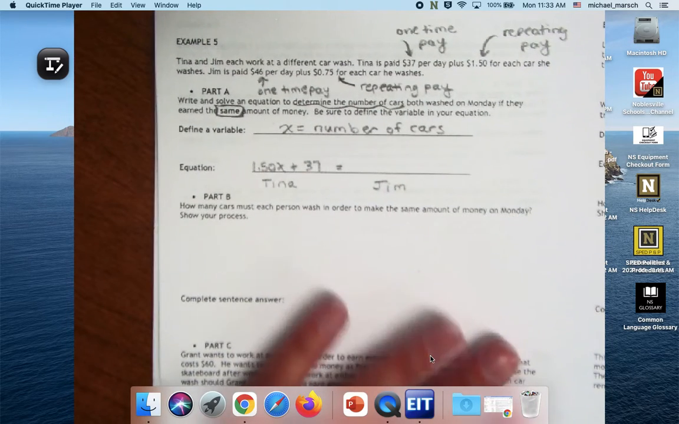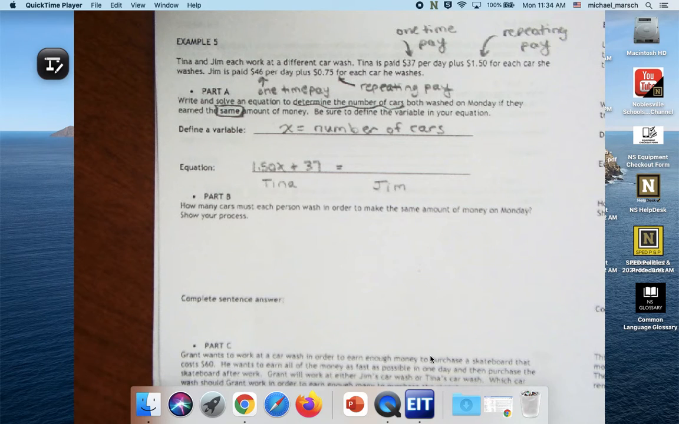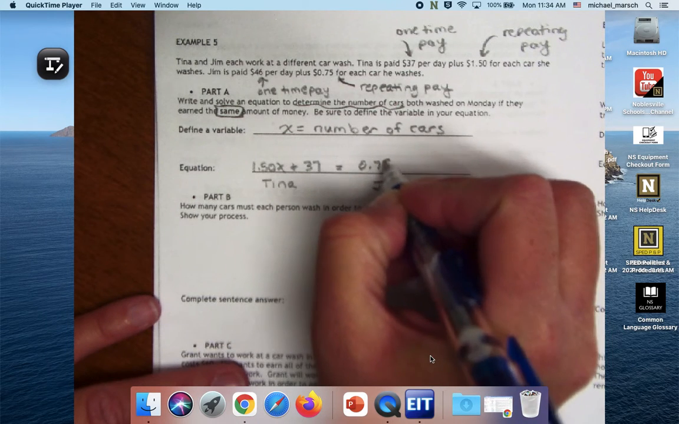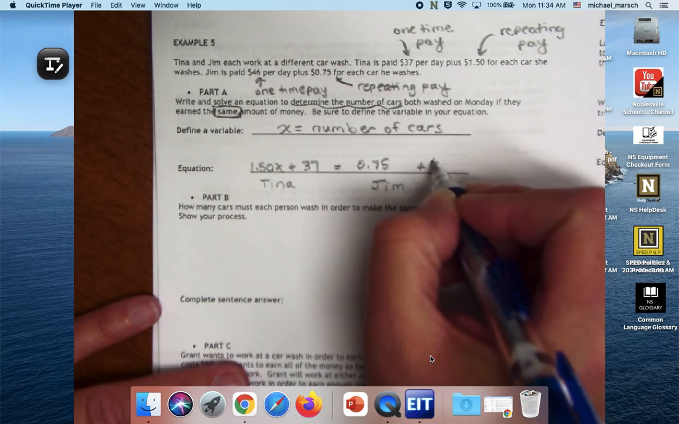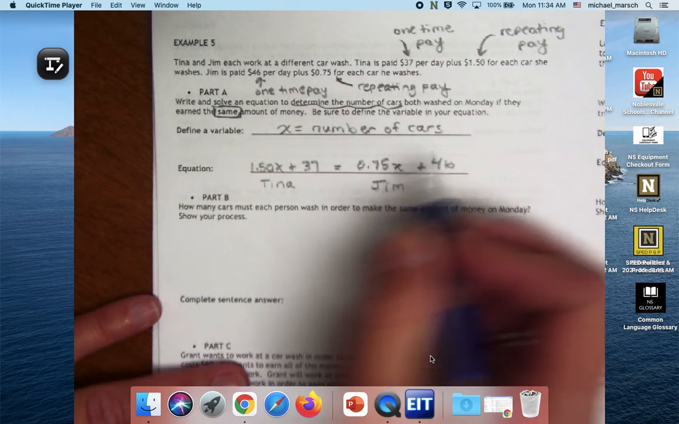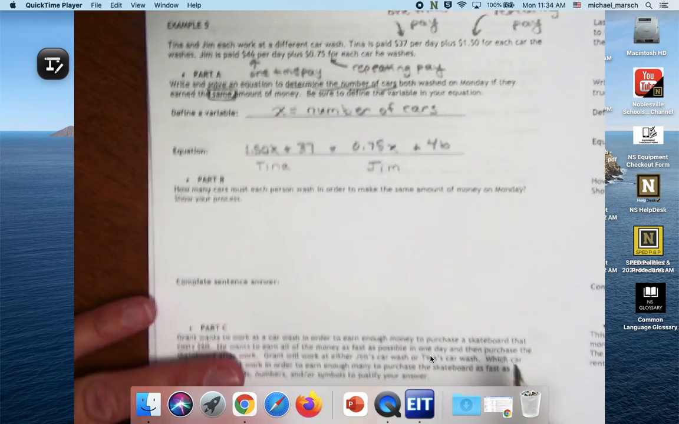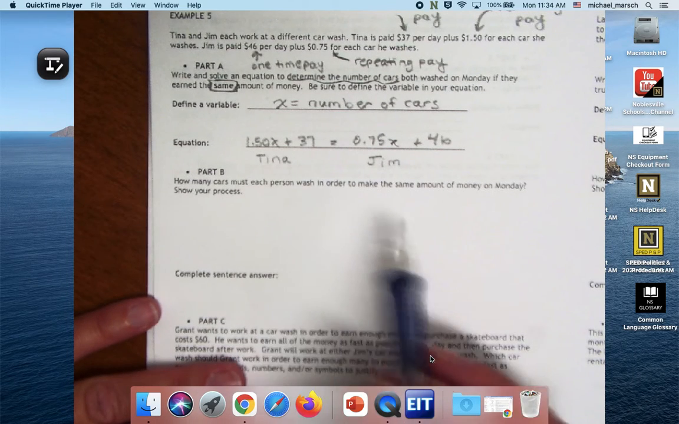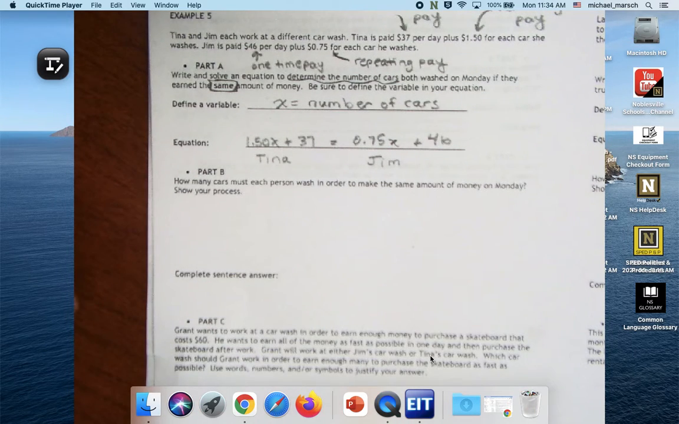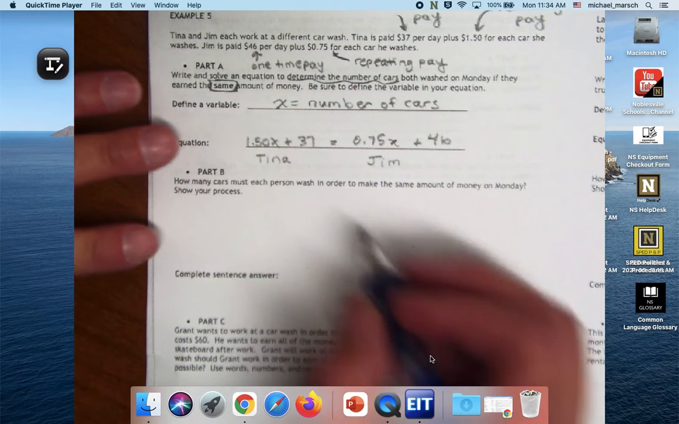So what would be the expression for Jim's money he makes a day? 0.75x plus 46. Close. As x, right? It's 75 cents per car he washes, $1.50 per car she washes. So now we have to figure out what is that perfect number where they would make the same amount on that day.